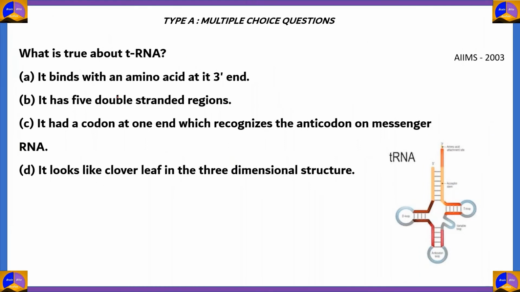Now, let's look at this question. What is true about tRNA? We need to find out which of these is a true statement with respect to tRNA. Option D: tRNA looks like a clover leaf in the three-dimensional structure. This statement is incorrect because the clover leaf structure, which is this one that you see, is found in 2D structure. So when you look at a tRNA in 2D, you get this structure, while when you look at a three-dimensional structure of tRNA, it looks like an inverted L.